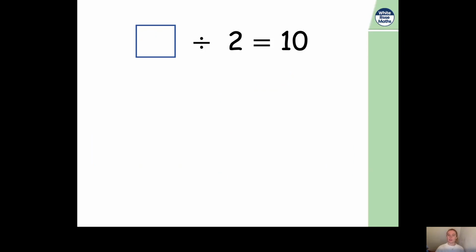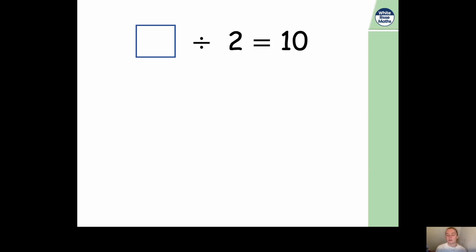So now it's your turn, okay? Here's another question. Something divided by 2 equals 10. So you can use a number line, you can use counters, or you can use a multiplication number sentence, but you need to work out the first number that's missing. Pause the video now and have a go.